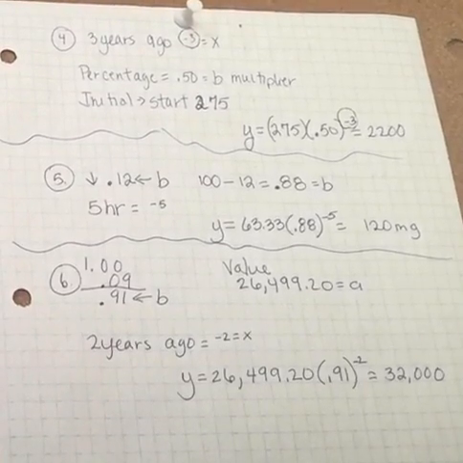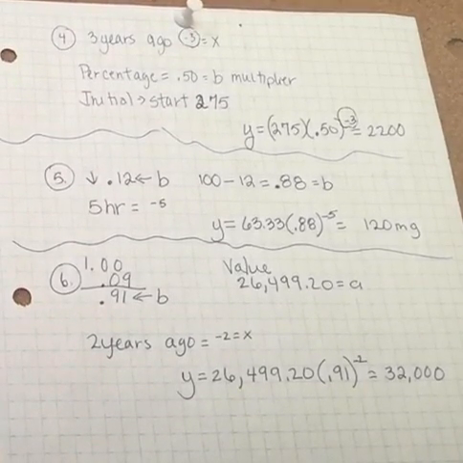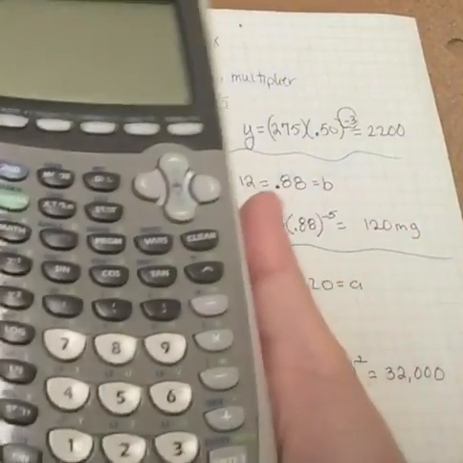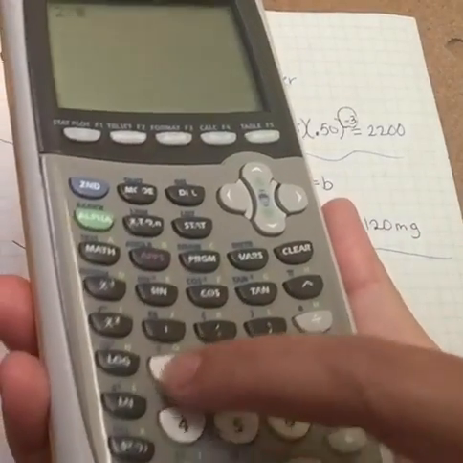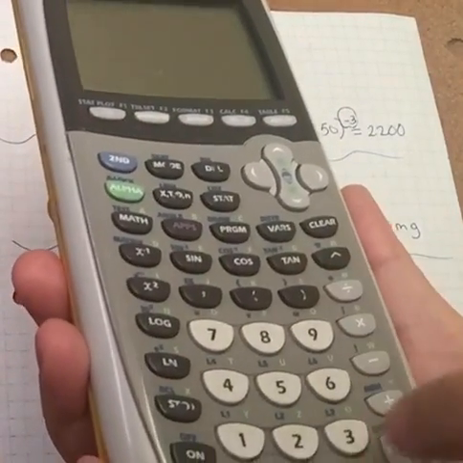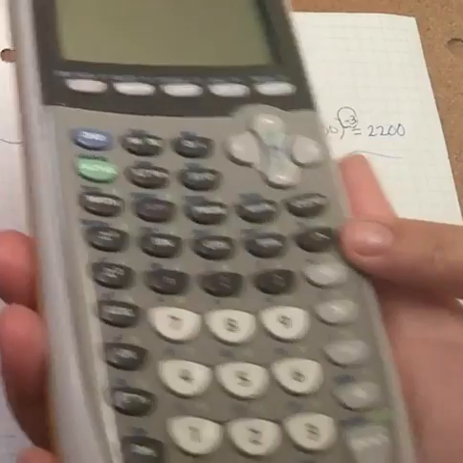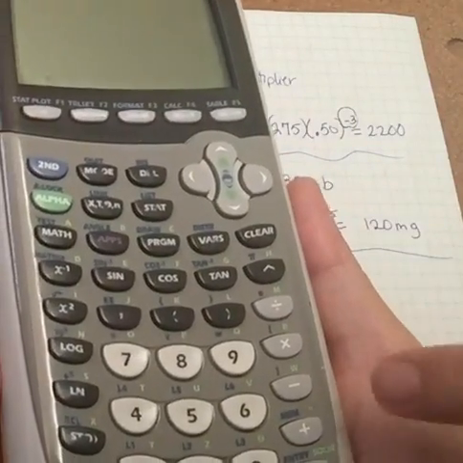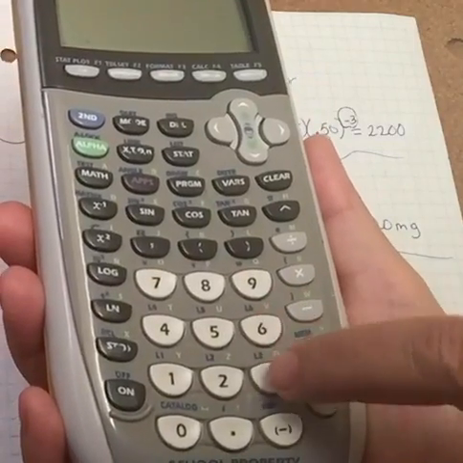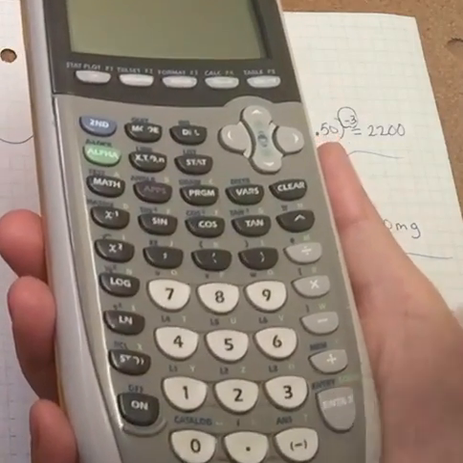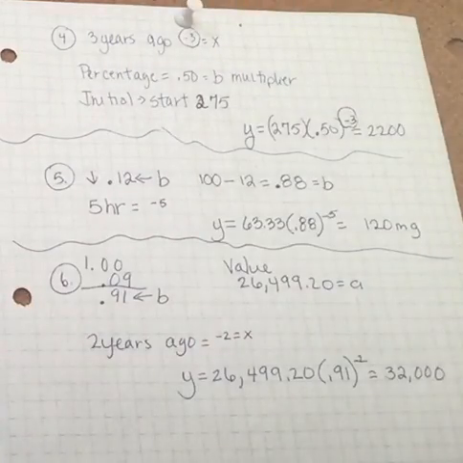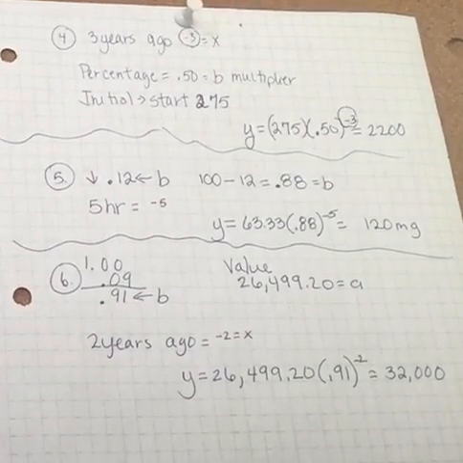Okay, so if you put that in your calculator, let me clear this. So we have, let's see if you could see that, 275 parentheses 0.5 parentheses, and then hit that arrow up right here. And then put negative, see the negative down here? Hit that button and then hit 3, enter, and you get 2,200. So the initial value was 2,200. Okay, let's look at 5.